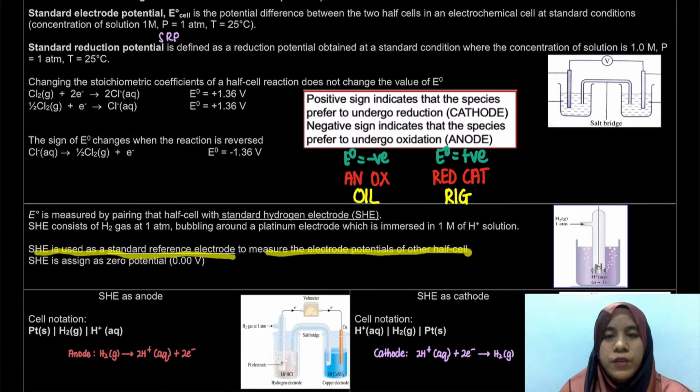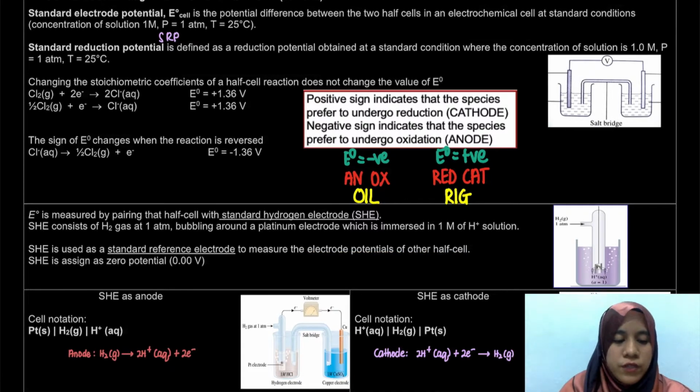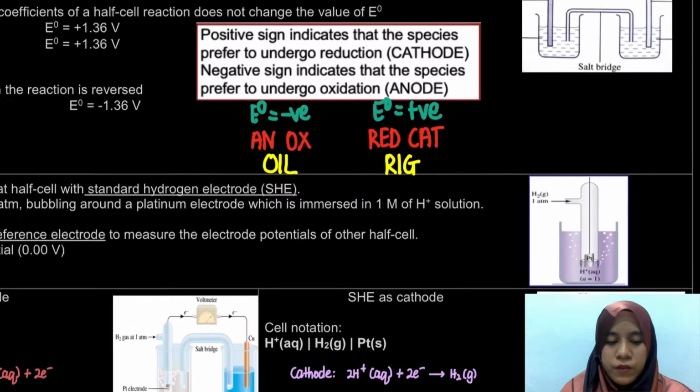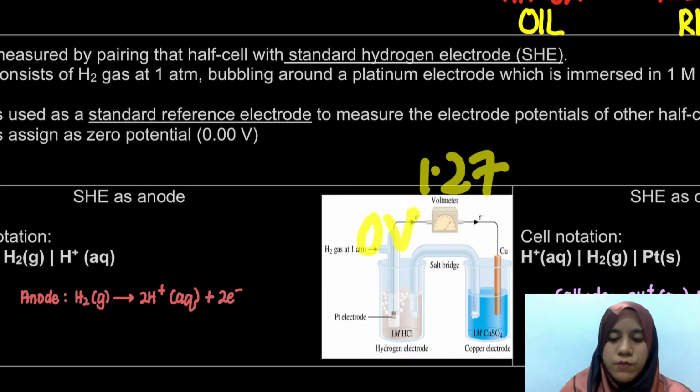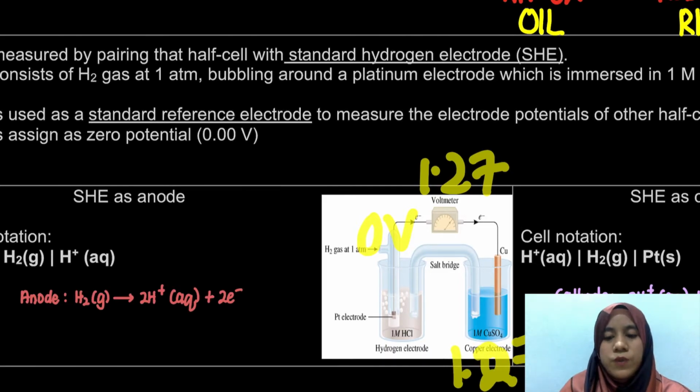Why do we use it to measure the electrode potential of other half cells? Because the value of SHE is assigned as zero potential. For example, if my measured E0 is 1.27, because I know my SHE is 0 volt, it means that my copper sulfate half cell is the one with 1.27 volt. So that's why SHE is used as a reference.